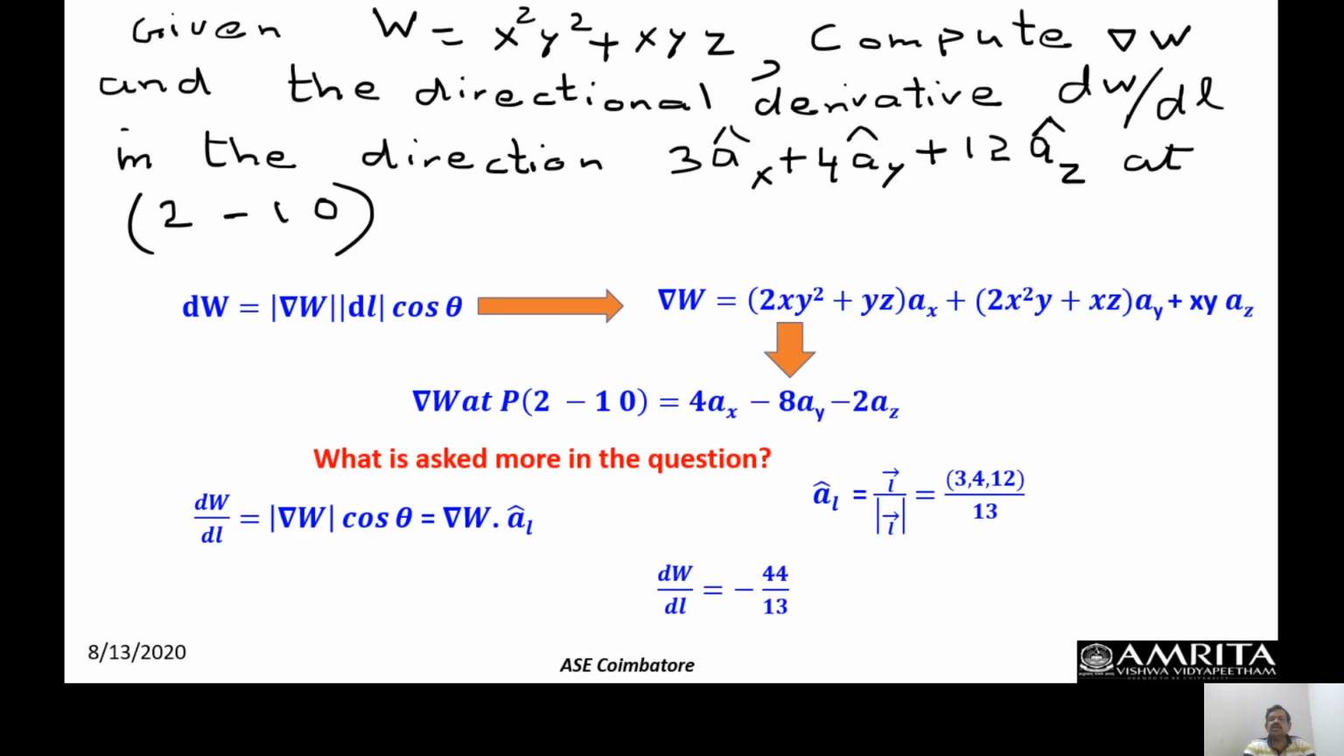We'll discuss what happens when I operate with the del operator. I told you del mimics a vector in every way. It is an operator function. So only when it is called upon to act on a function does it give the full meaning. Del by itself does not have any meaning. This I have repeated in the previous class.